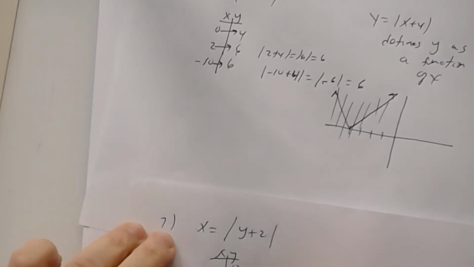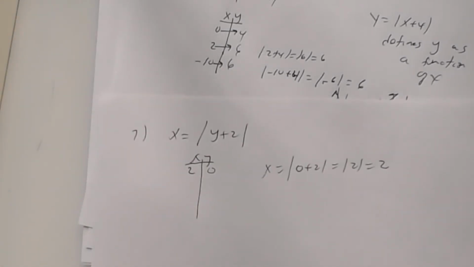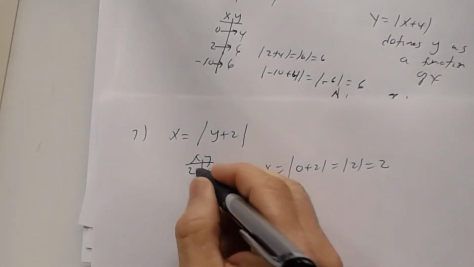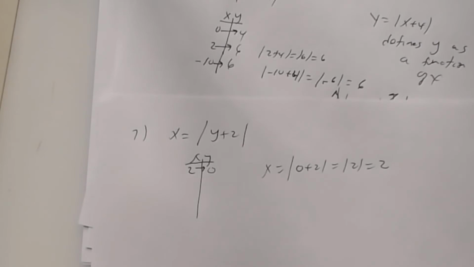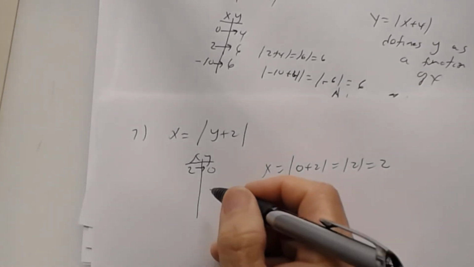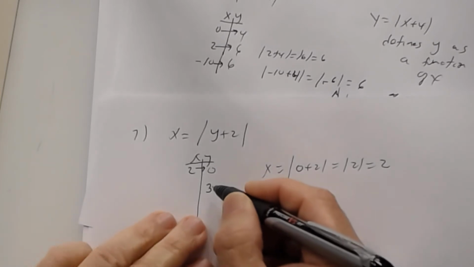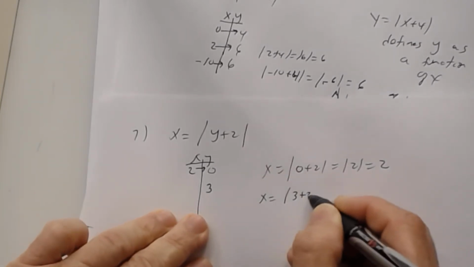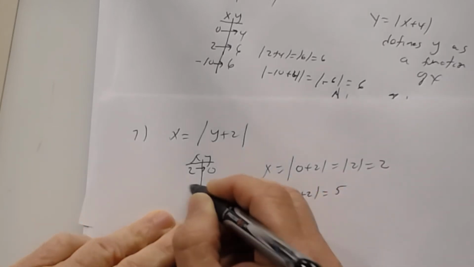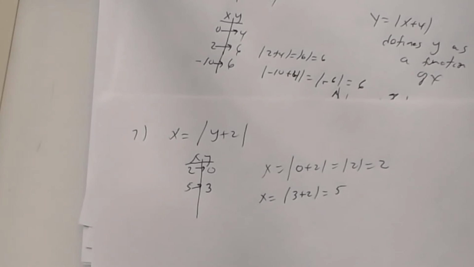So if y is 0, I get x equals the absolute value of what? 0 plus 2, which is the absolute value of 2, which is what? 2. So when x is 2, it looks like I get one y value, right? But don't stop there. Let's pick another number for y. Let's say 3. When y is 3, x equals the absolute value of 3 plus 2, which is what? 5. So it looks like when x is 5, what's my y value? 3. So it looks like for each x value, there's what? One y value. Let's keep on going.